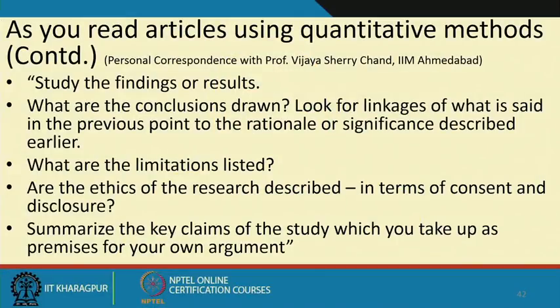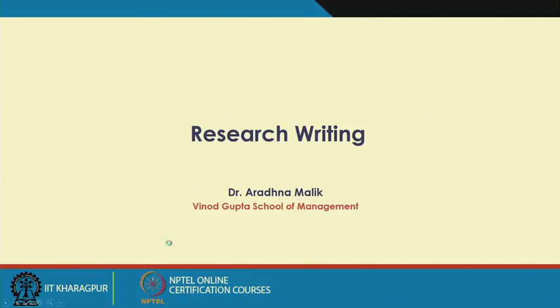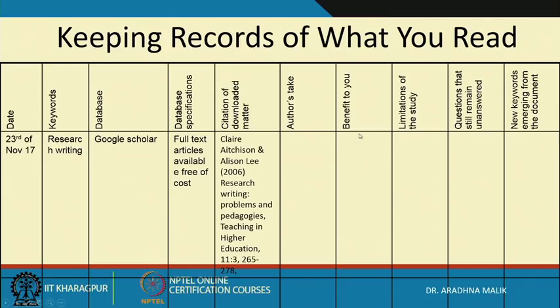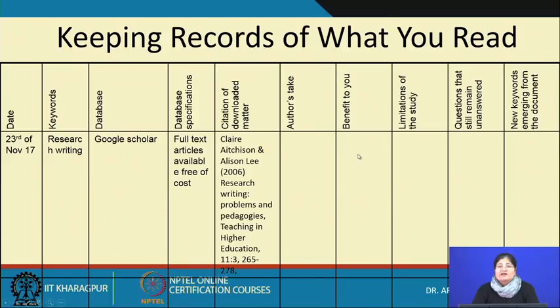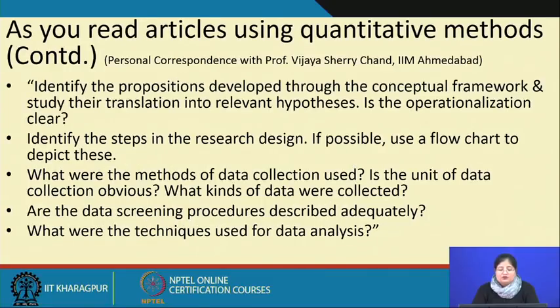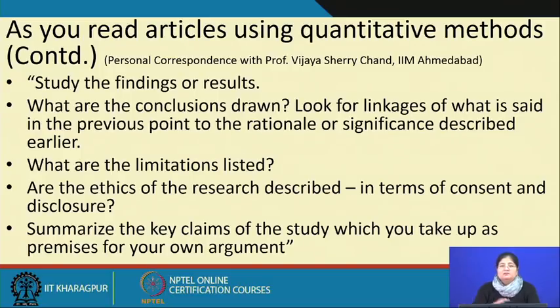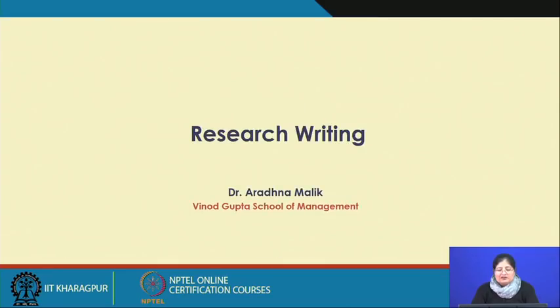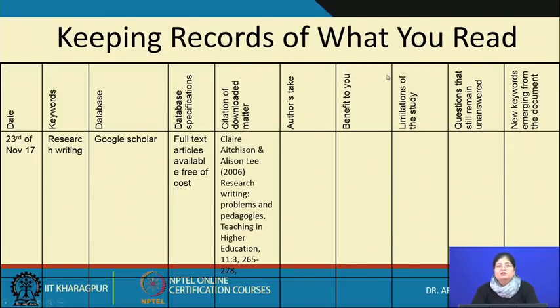Summarize the key claims of the study which you take up as premises for your own argument. So after you have gone through all of this, what do you do? You go back and you fill up this table. And then you make a judgment based on all of these points as you're reading the quantitative articles. So you understand whatever has been presented, you make your notes, and then if you decide to use that article, you go back and you do what we did in the previous class. You write down all of this and then you move on. Okay.